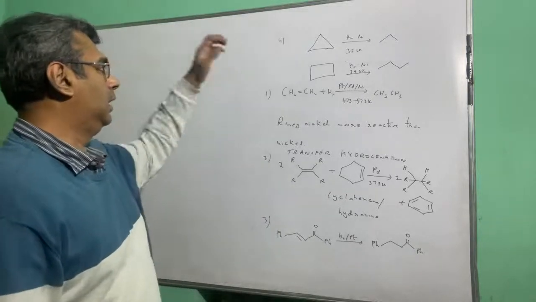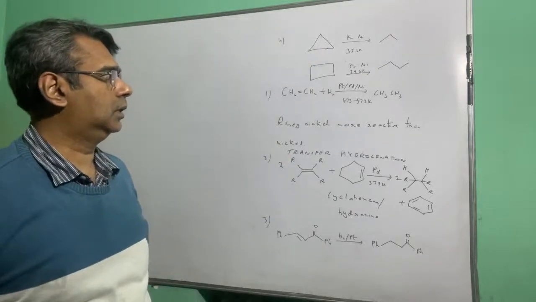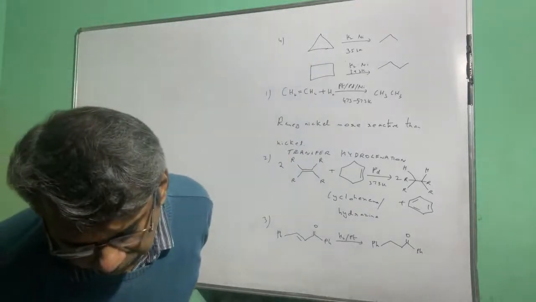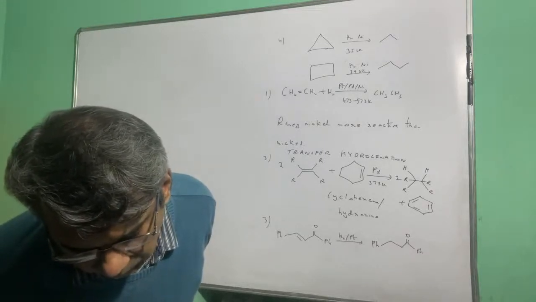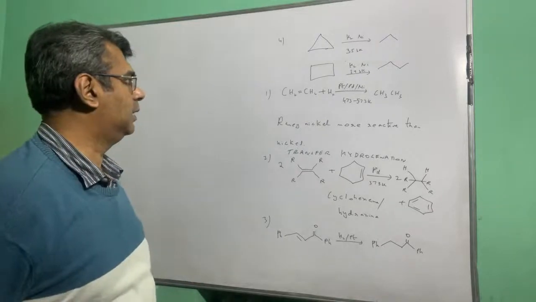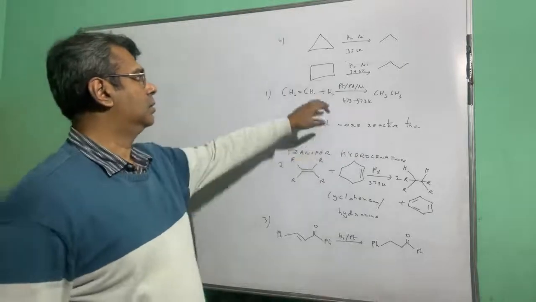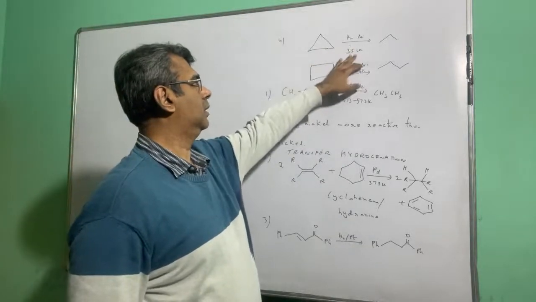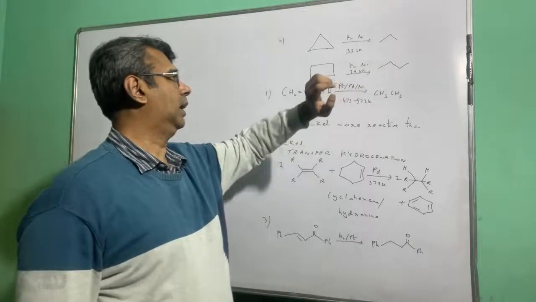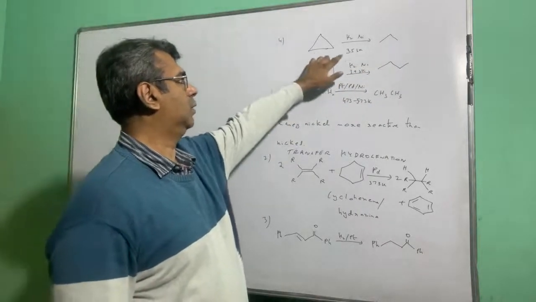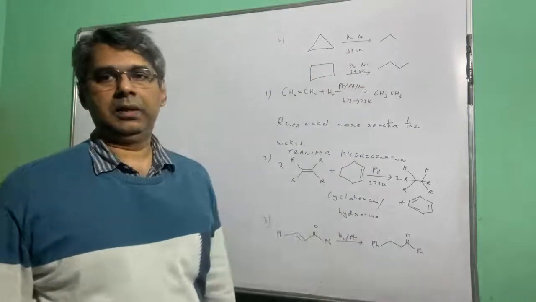Reaction number 4 is from cycloalkanes. Suppose you have cyclopropane, suppose you have cyclobutane. Cyclopropane with H2 and nickel at 353, cyclobutane with H2 and nickel at 393, they will give you alkane. Now you will notice that for cyclopropane the temperature is 353, for cyclobutane the temperature is 393.